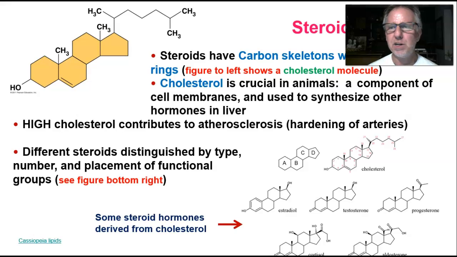Now, look in the bottom right of the slide. I'm simply showing you some different hormones. And they all are, like I mentioned, different based on their functional groups. But what they have in common is that 4-ringed structure. So whether you're cholesterol, estradiol, testosterone, progesterone, cortisol, or aldosterone, those are all different hormones. They all have a very common and similar structure.